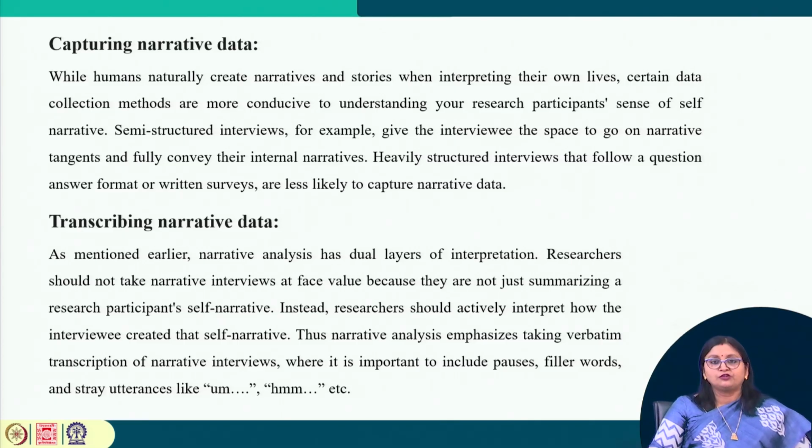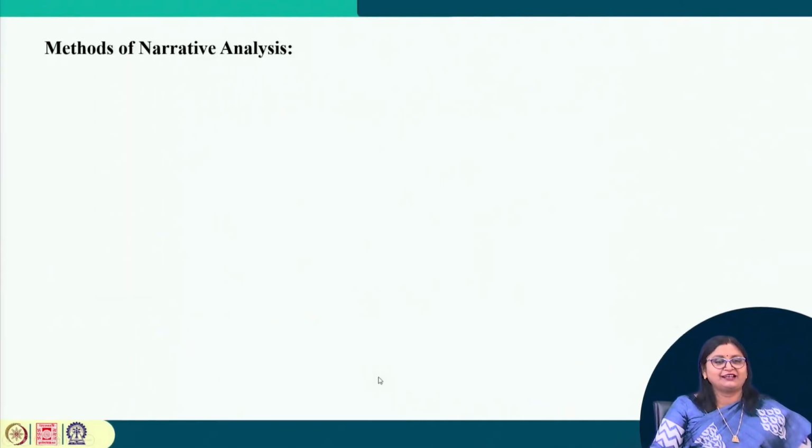the pauses, not only the words, but the pauses, the filler words and stray alterations like. This kind of filler words should also be noted, as these are giving the positive notion or negative notion or the surprising notion. So, this kind of filler words should be noted by the researcher, like, oh, this kind of words should be given importance in the narrative analysis.